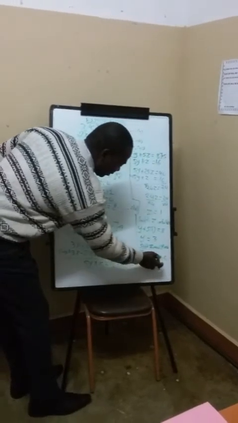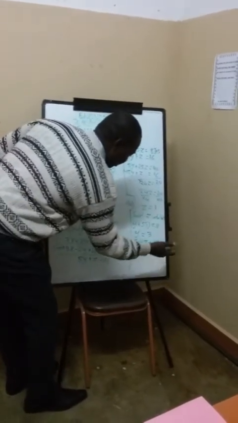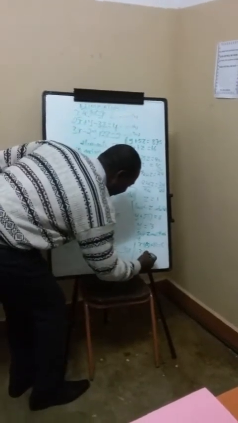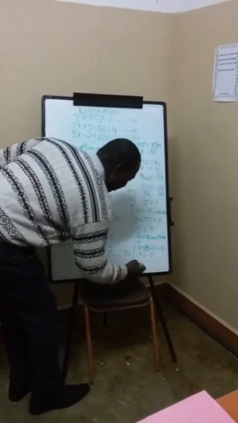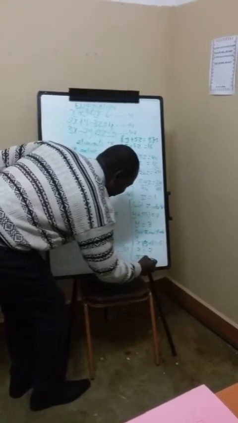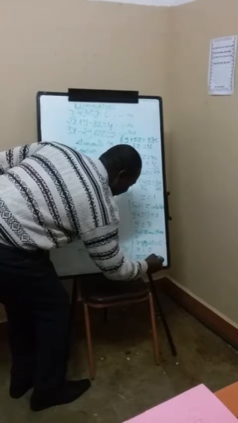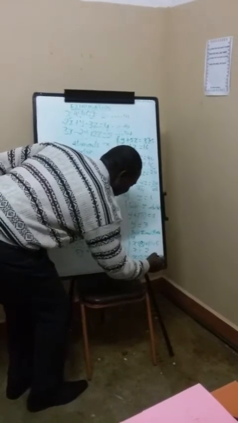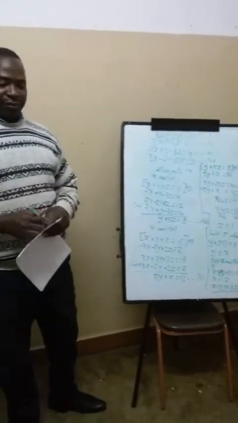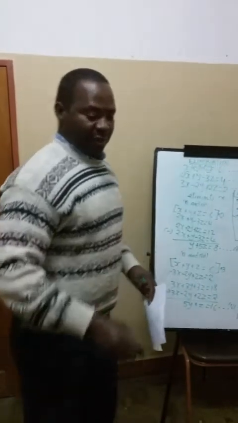So 3 plus 1 is 4. We subtract 4 here and subtract 4 on the other side. We have x equal to 2. Therefore, x is equal to 2, y is equal to 3, and z is equal to 1. So this is our answer.